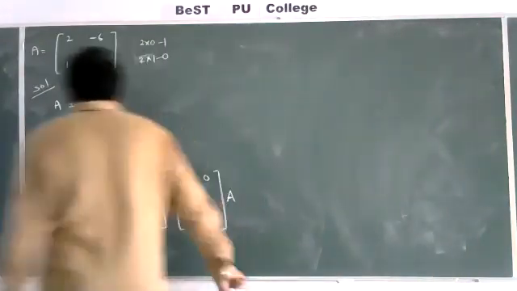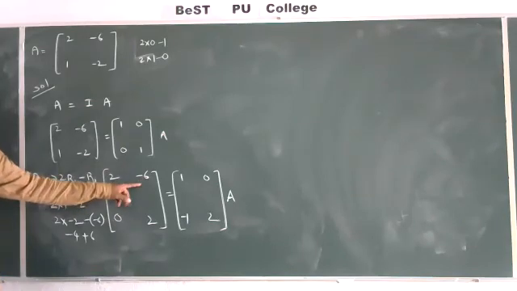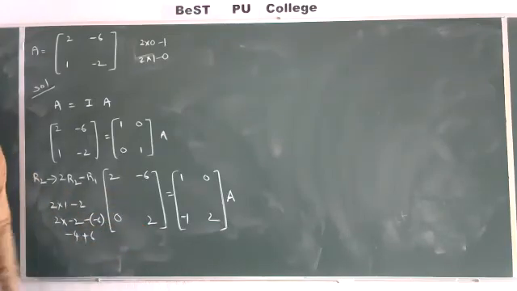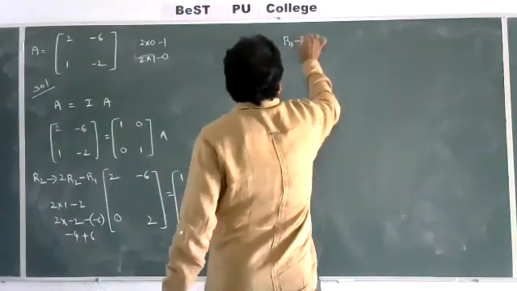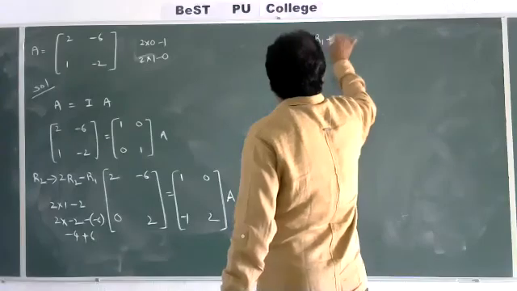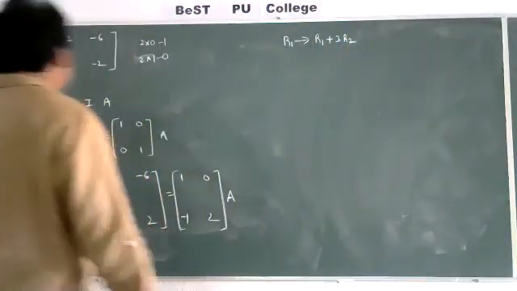Then you make this element 0. We require this element to be 0. Here 2 is there. Multiplying with 3, this number, 3 2s are 6. Adding both, you get 0. That is R1 goes to R1 plus 3R2.